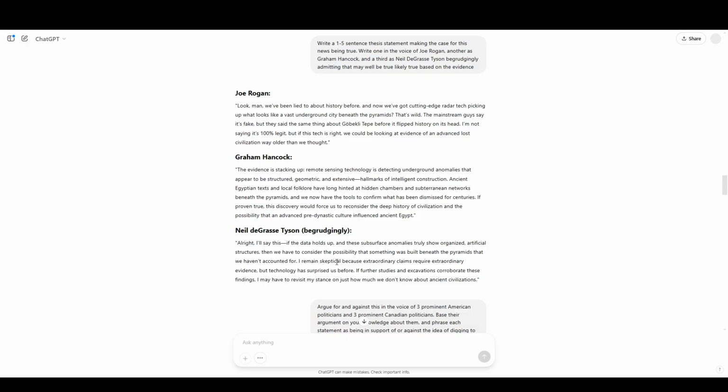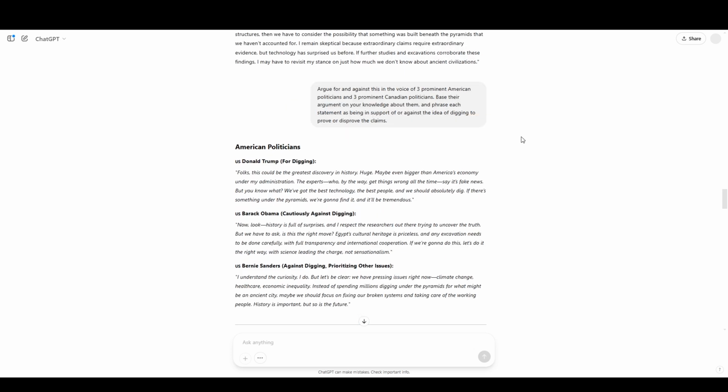So I thought it would be interesting to get the AI to write an argument from him in favor of it. And I actually really like the Neil deGrasse Tyson output from ChatGPT. It says, "All right, I'll say this, if the data holds up and these subsurface anomalies truly show organized artificial structures, then we have to consider the possibility that something was built beneath the pyramids that we haven't accounted for. I remain skeptical because extraordinary claims require extraordinary evidence, but technology has surprised us before." So this was actually really interesting, and each of them went into unique points and arguments and ways of looking at things, which could inform my writing going forward.